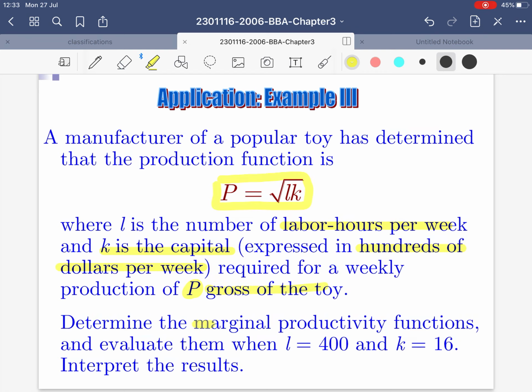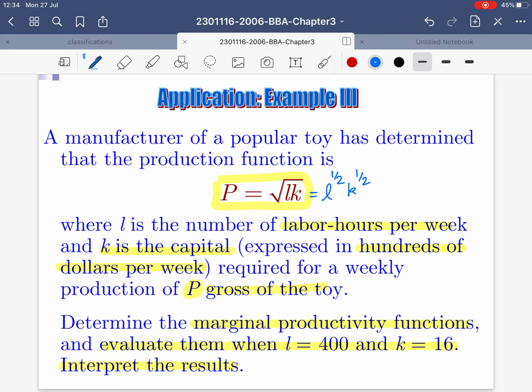You need to determine the marginal productivity functions and evaluate them when your L is 400 and your K is 16, and interpret the result. So let me rewrite this in terms of L raised to the power 1/2, K raised to the power 1/2.